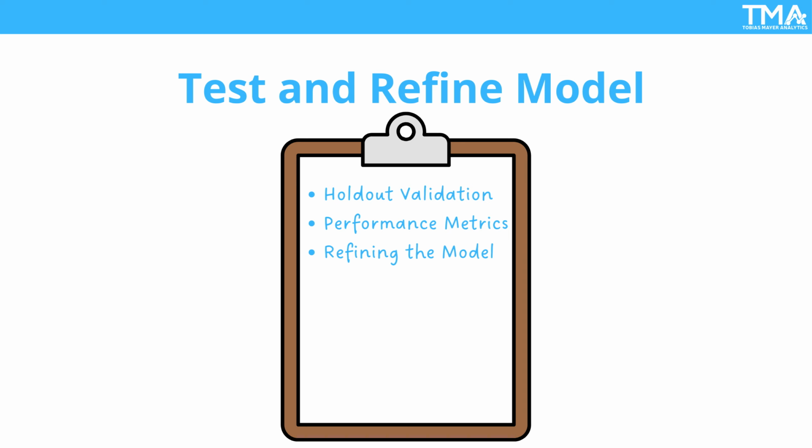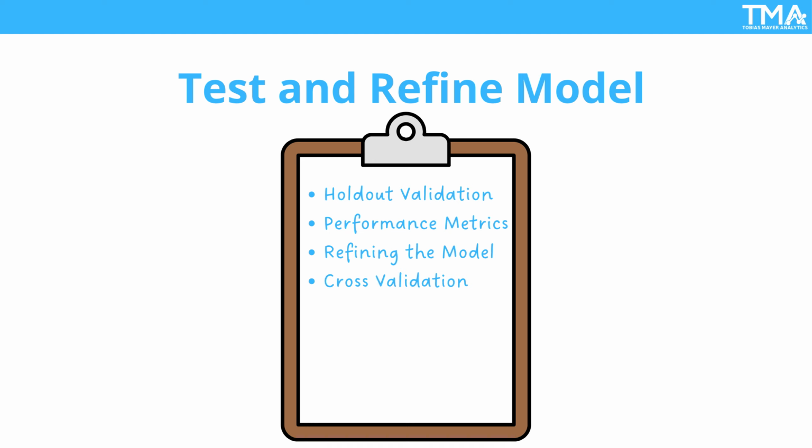Algorithm selection. Experiment with different algorithms or models to find the one that best fits your data and churn prediction goals. Try models like logistic regression, decision trees, random forests, gradient boosting, or neural networks to determine which performs better.